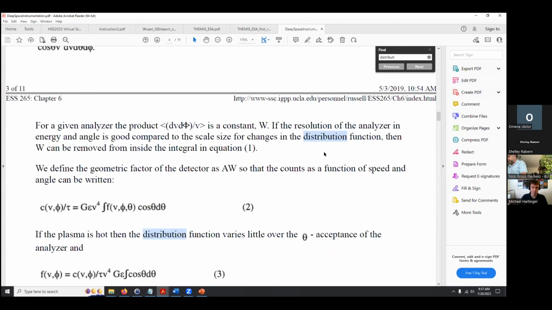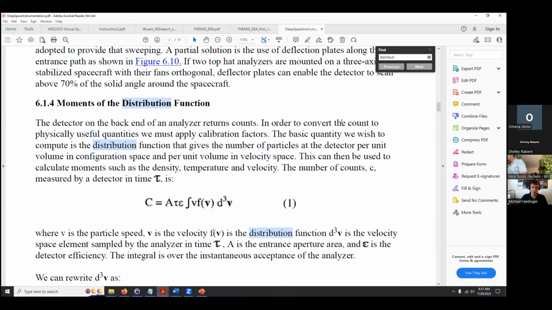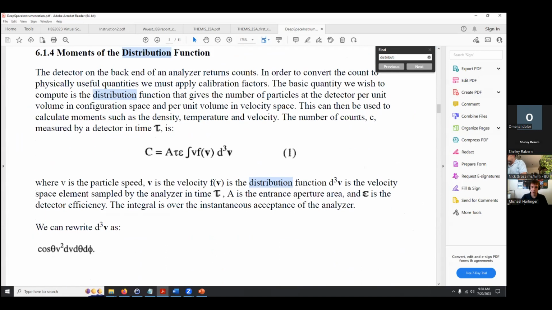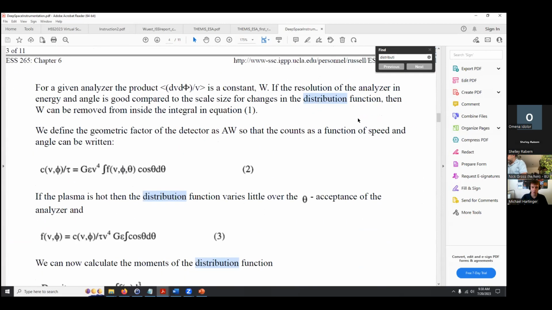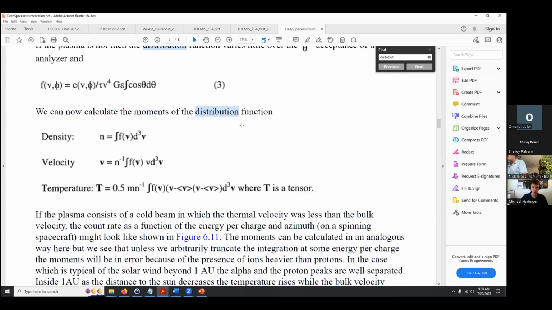There's a good description of moments of the distribution function that's actually talking about it more from the perspective of going from the detector, whatever detector that is, to the actual moment you want. And then it has a nice succinct definition of the density, velocity, and temperature moments.